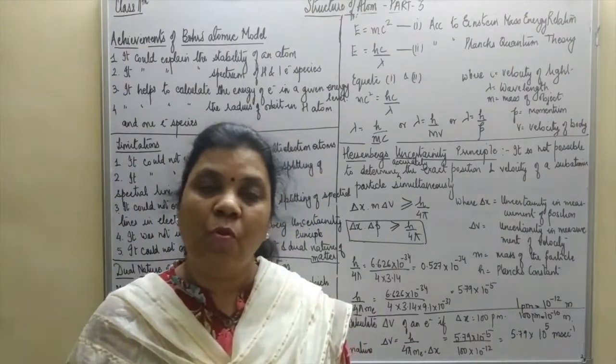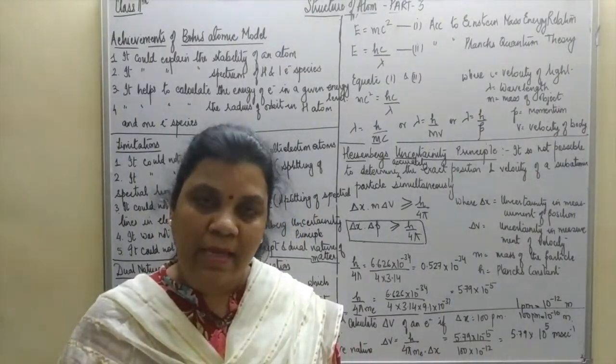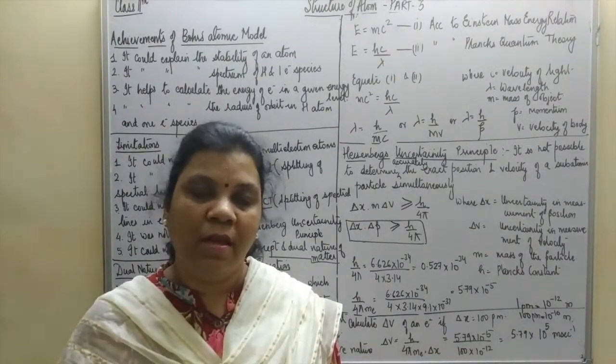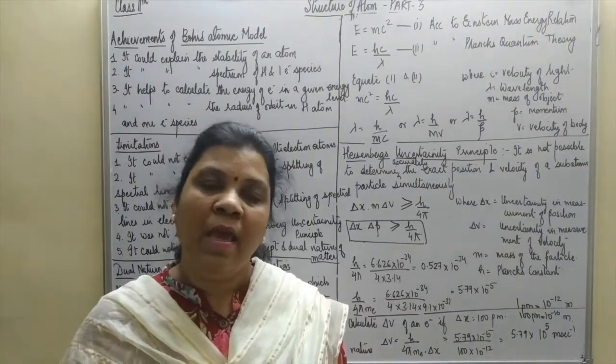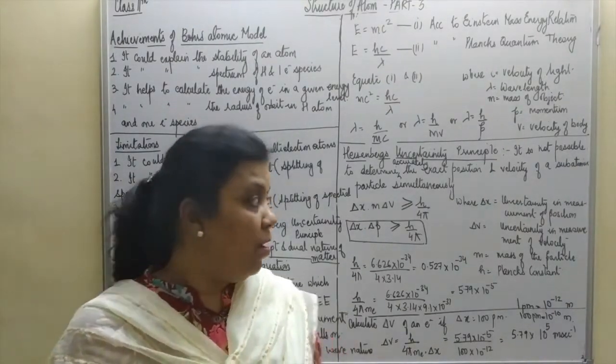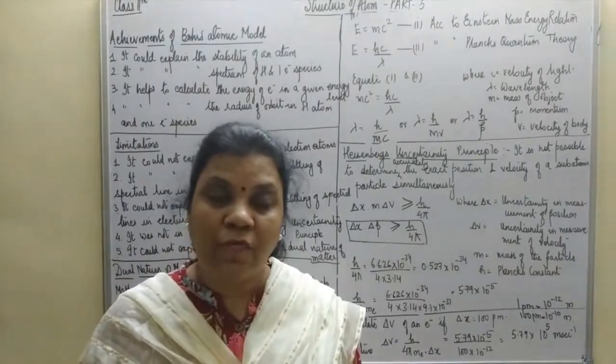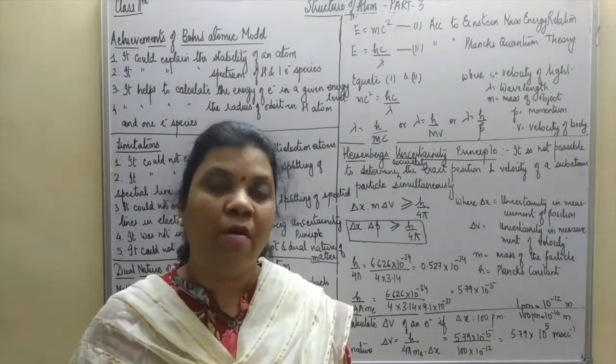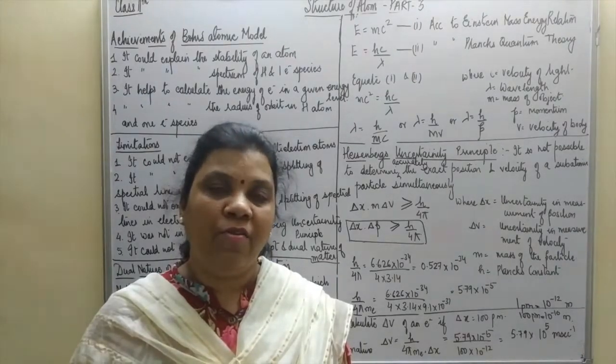So practice a few more numerical problems from your NCERT back exercises related to Heisenberg uncertainty principle and de Broglie equation. So this is all about these topics, and we'll move on now to the quantum numbers and the rules for the filling of electrons in atoms.